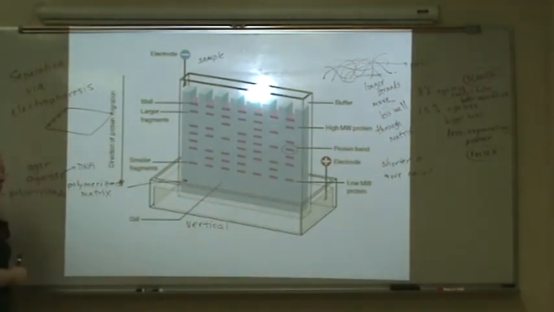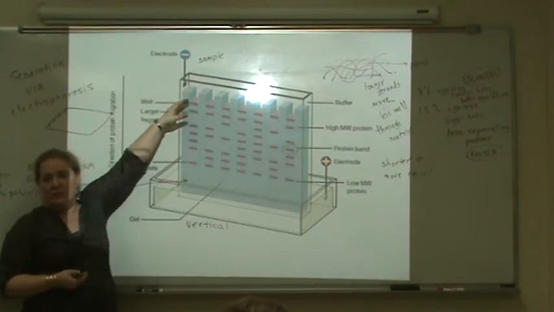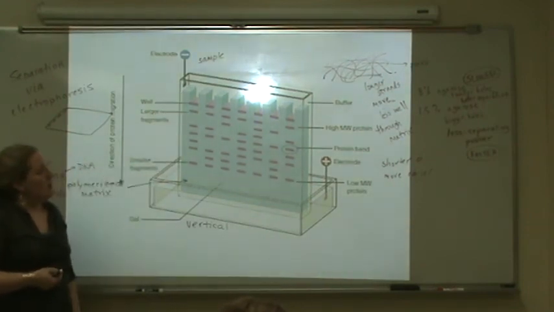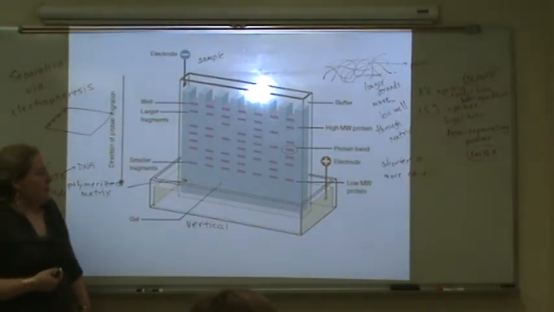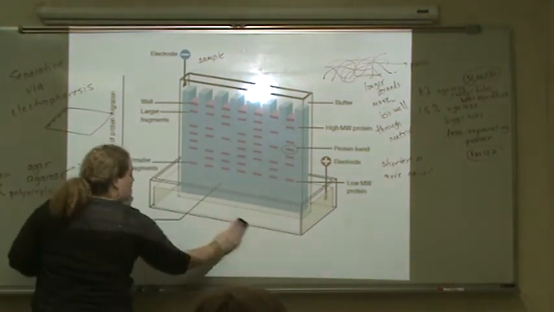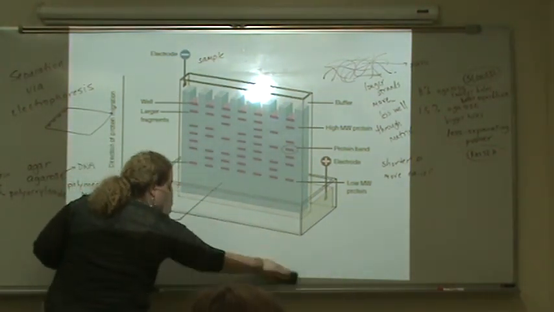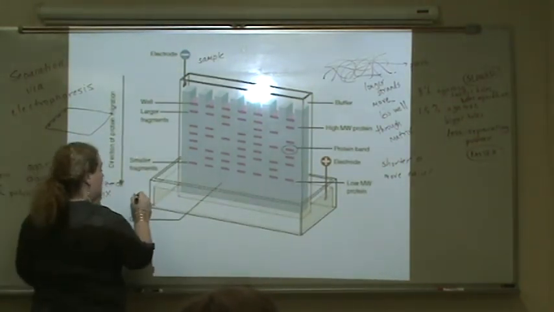So thus far we've made a sample, we've added things to linearize it, we boiled it. It's got dye in it so that we can see what we're doing when we load it into a gel. And then it's going to move. The way that electrophoresis works is by using electricity. That's partly how it got its name.